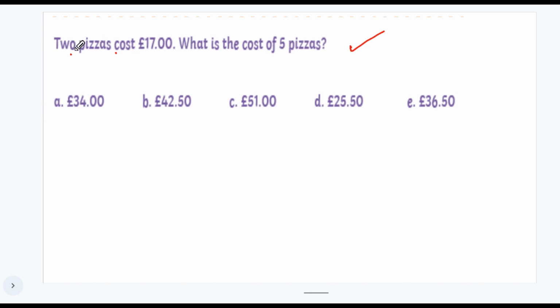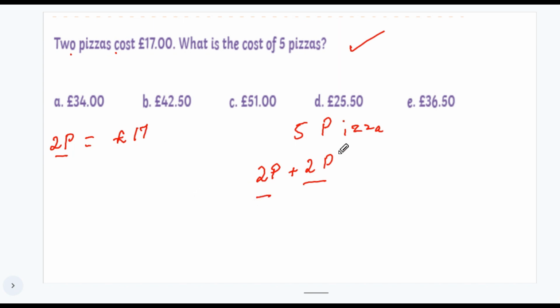Okay, so now look at 2 pizzas cost 17 pounds. So this is the cost of 2 pizzas, right? What is the cost of 5 pizzas? So what can we do to find the cost of 5 pizzas? Look, 2 pizzas cost 17 pounds, then plus 2 pizzas again will cost 17 pounds, right? How many pizzas are left? 1 pizza, because 2 plus 2 is 4 and plus 1 is 5.